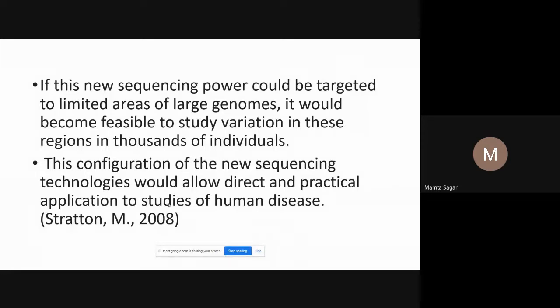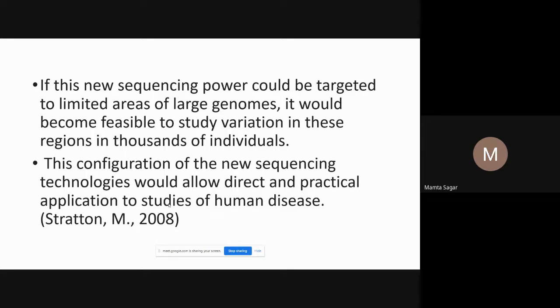So right now we are in the condition that we can resequence the segments of genome. Because doing sequencing even once is very difficult, and then doing resequencing again and again, that is a difficult and costly process. So what we can do, we can take the limited areas of larger genome and we can sequence and do the comparison in the thousands of individuals. Then only it is possible to study the thousands of individuals.